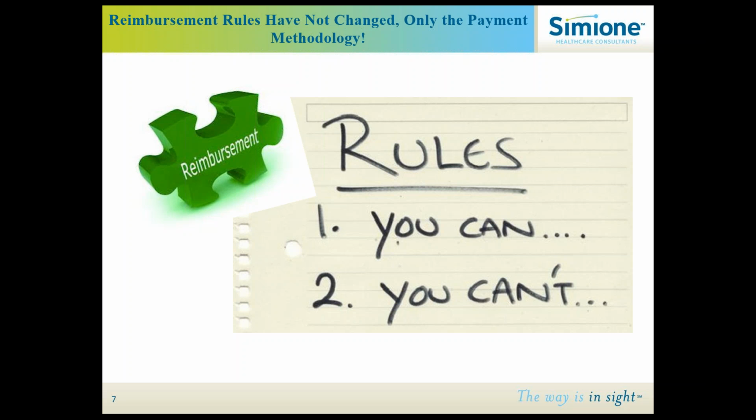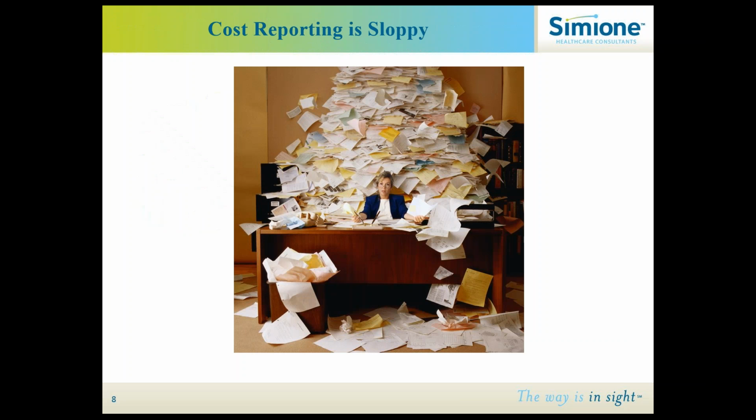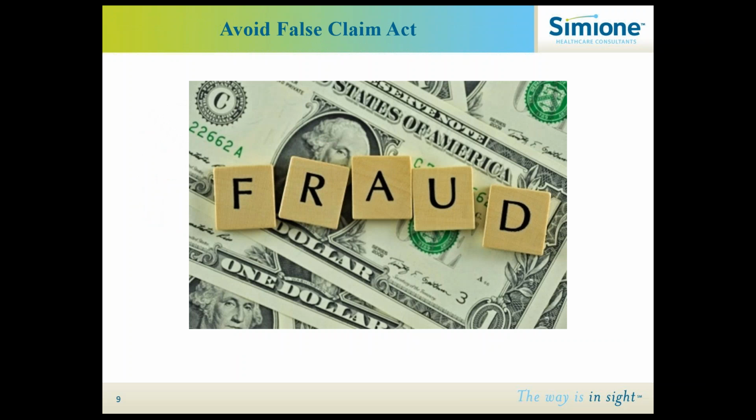Now, these rules, or reimbursement rules for Medicare cost reports, go back to the 1980s and the 1990s. They have not been changed. They're still on the books. There's a lot of you can and you can't, as you would expect dealing with the government. And cost reporting has gotten sloppy, which leads to other problems, including the possibility of fraud.